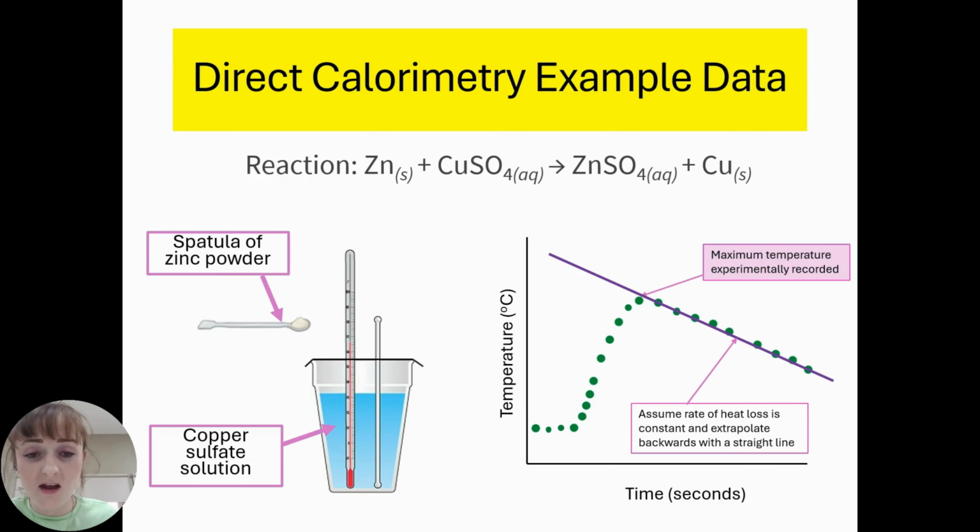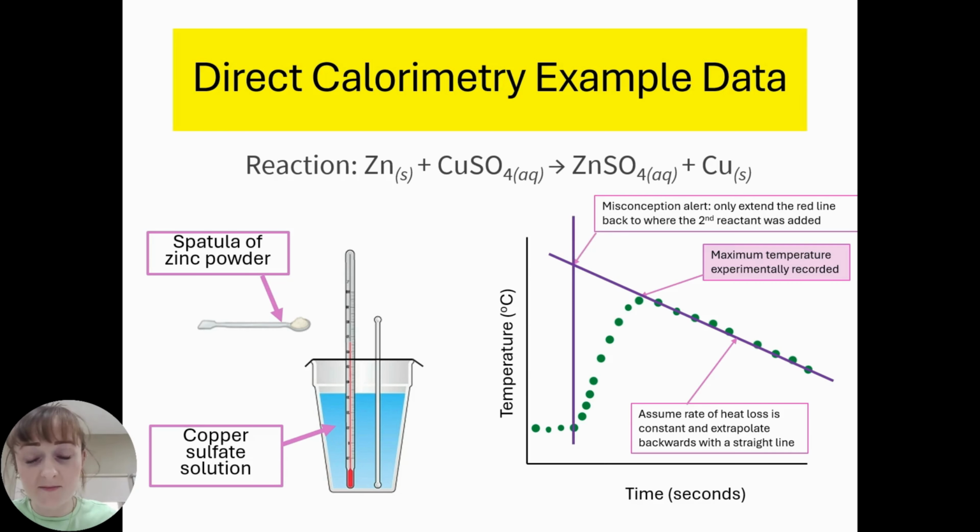So we will assume that as soon as heat started being produced, heat started being lost, and that the rate of heat loss is constant. How we can show that with our data is by extrapolating the line backwards in a straight line. We extrapolate it back as far as the point where the second reactant was added.